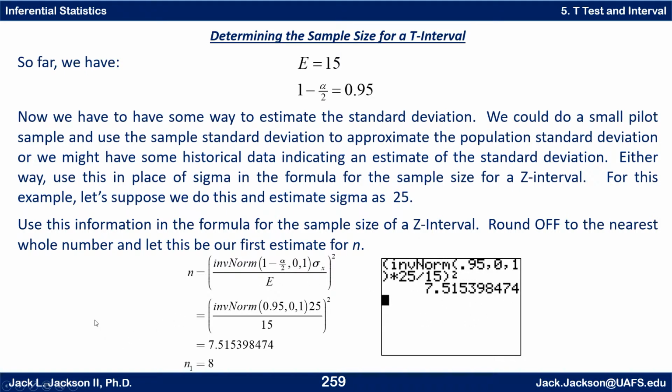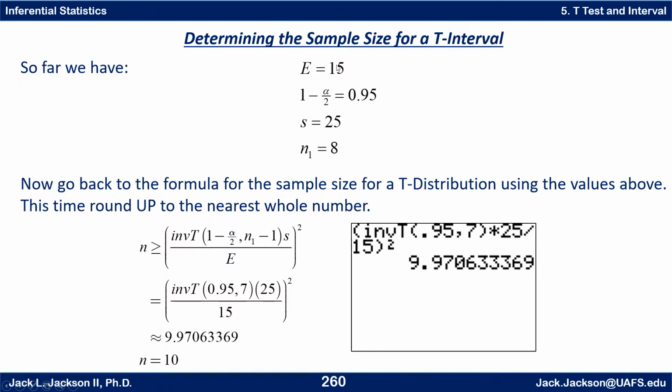Now with that number in hand, let's go back to this formula here. Margin of error is 15, 1 minus alpha over 2 is 0.95, s is 25, and n1 is 8. Plug in this formula right here to put in s, the margin of error, and n minus 1, that's 8 minus 1 is 7. Do that inverse t, square the whole thing here, it's about 9.97, always round up this time, and so we get n equals 10, and that's going to be a reasonable first estimate.